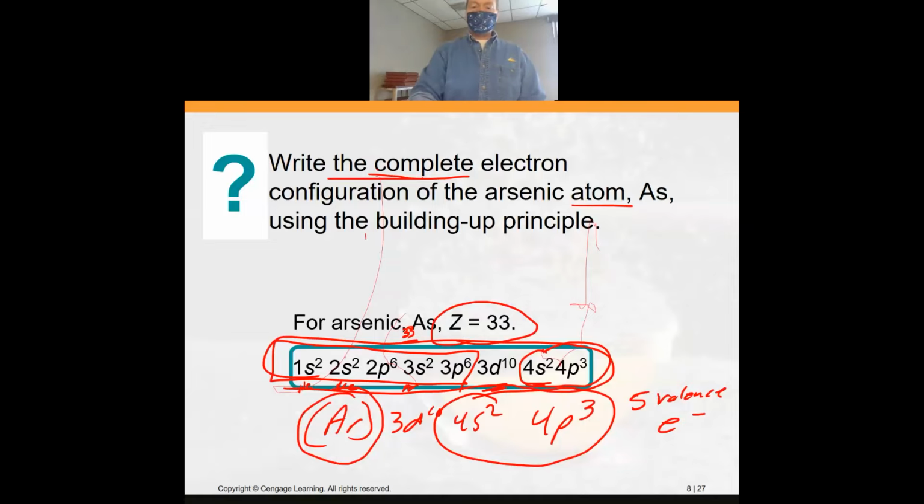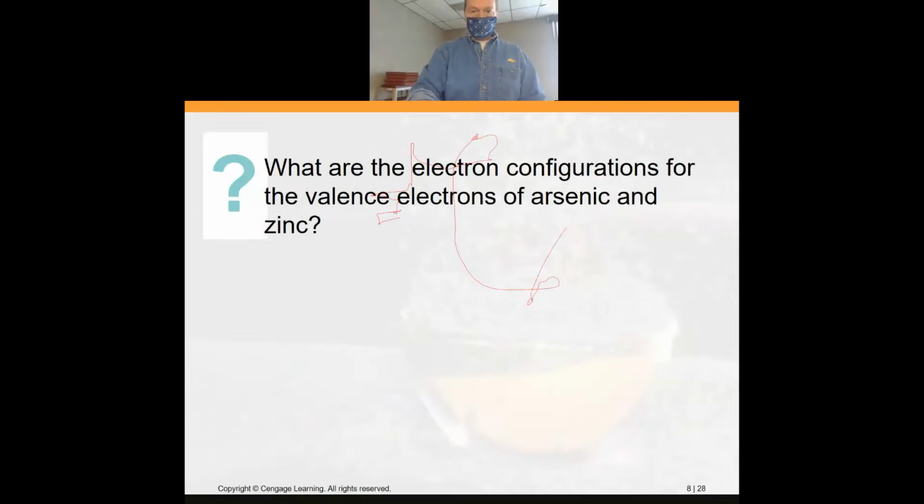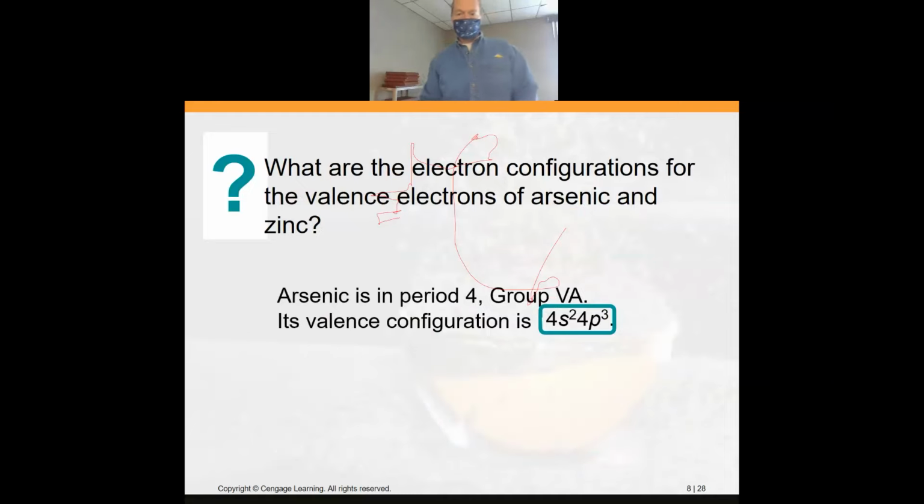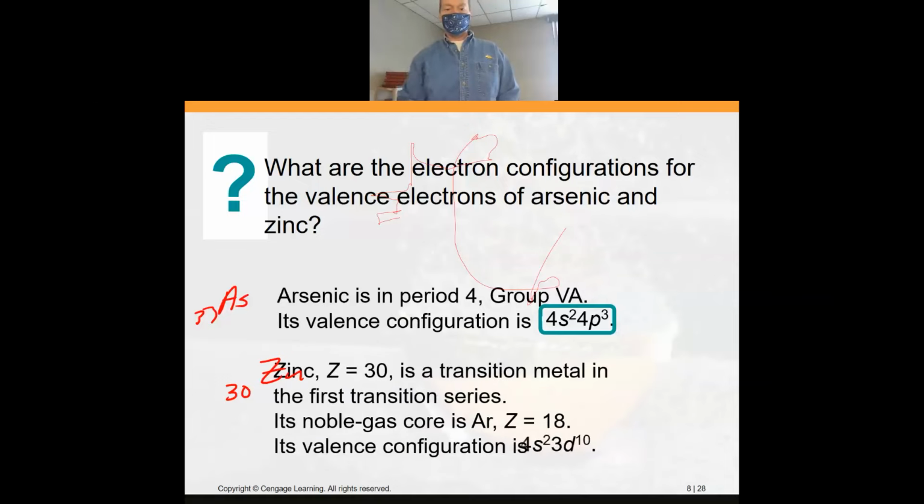All right, so now we're going to do zinc. Zinc is number 30. So if we take 3 off, because arsenic was 33, we're just removing the 4p3. So it is the exact same, except we don't need the 4p3. And so the valence electrons would be the 4s2, just 2 valence electrons.